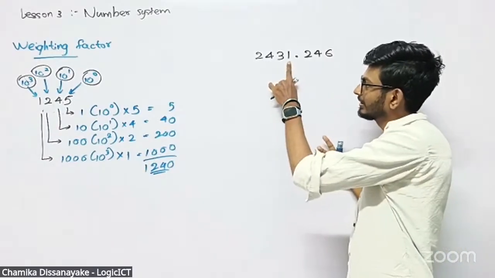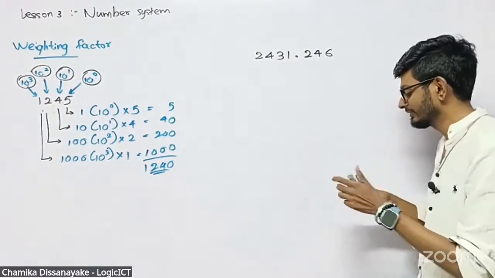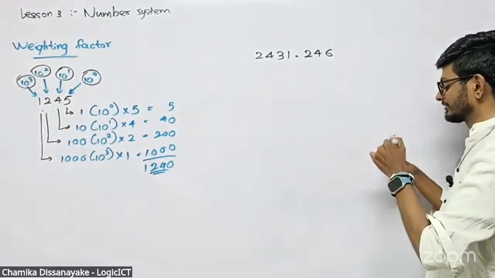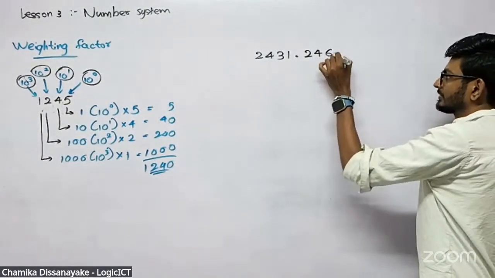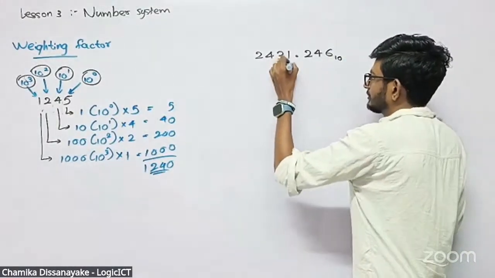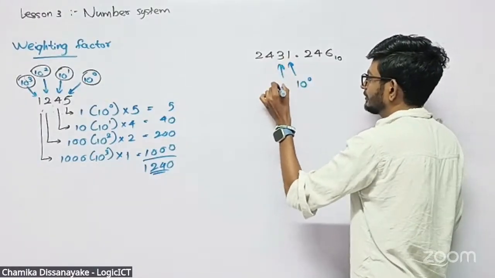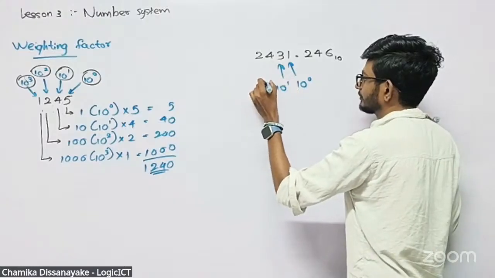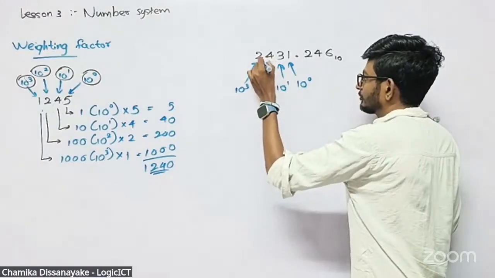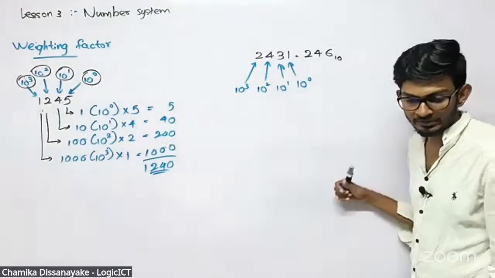So here onwards, you know what will be the weighting factor. This is a decimal number. I will write just 10. So that means 10 to the power 0, 10 to the power 1, 10 to the power 2, 10 to the power 3. You know those 4. What about these 3? What will be the numbers?